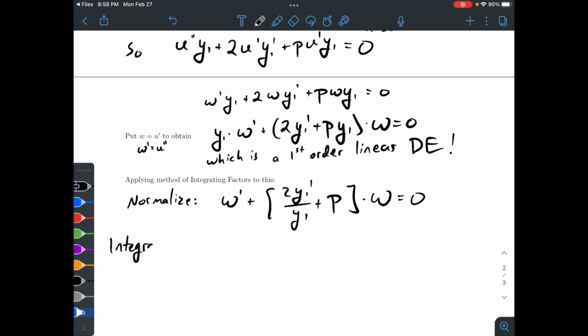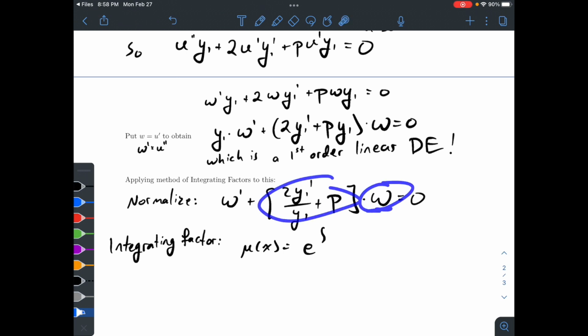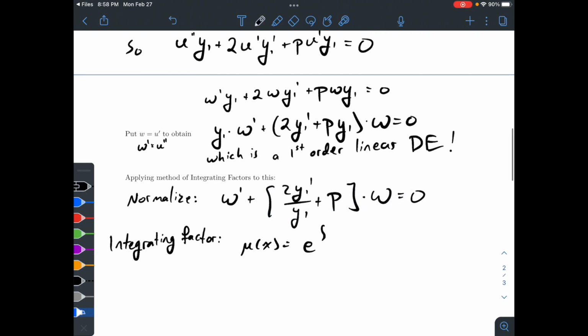What is our integrating factor? Our integrating factor is mu of x, which is equal to e to the integral of whatever our thing that's being multiplied by w is. So a little messy, but it's equal to e to the integral of 2 times y1 prime over y1 plus p dx.